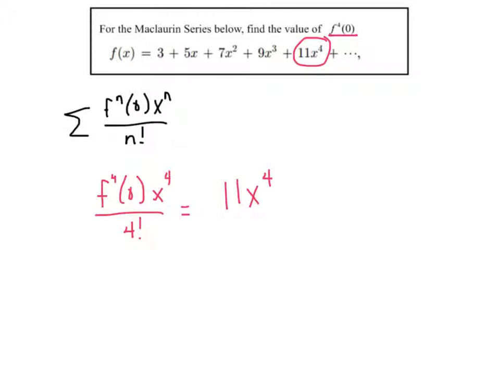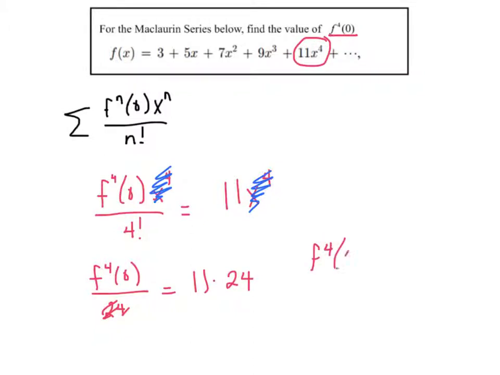Well, of course, the x to the 4ths don't really matter here. So if I say the 4th derivative at 0 divided by 4 factorial, which is 24, is equal to 11, well, I multiply 24 on both sides. So I end up with the 4th derivative at 0 being equal to 264.